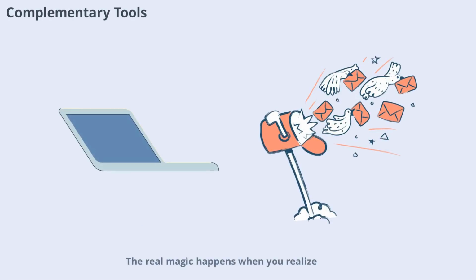The real magic happens when you realize that Clawdbot and Claude Code are not competitors but complements. They both use Claude as their AI brain, but their roles are distinct. Think of it like comparing VS Code to Slack. Both are essential, but you wouldn't use Slack to debug code or VS Code to coordinate with your team. Each tool shines in its own domain, and together, they can supercharge your productivity.